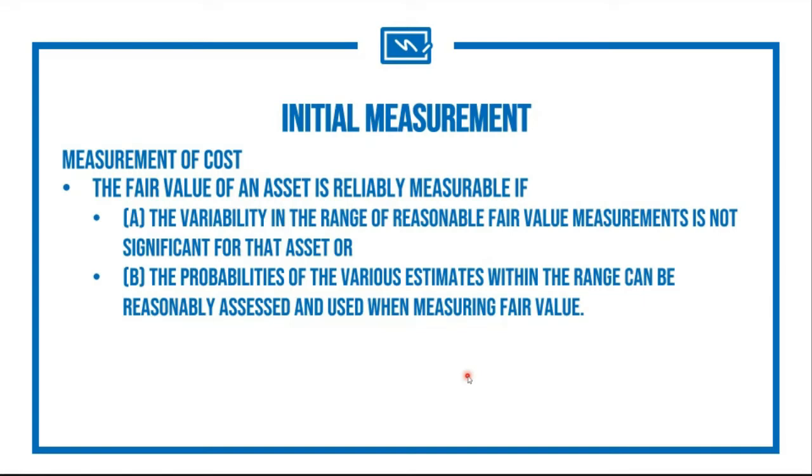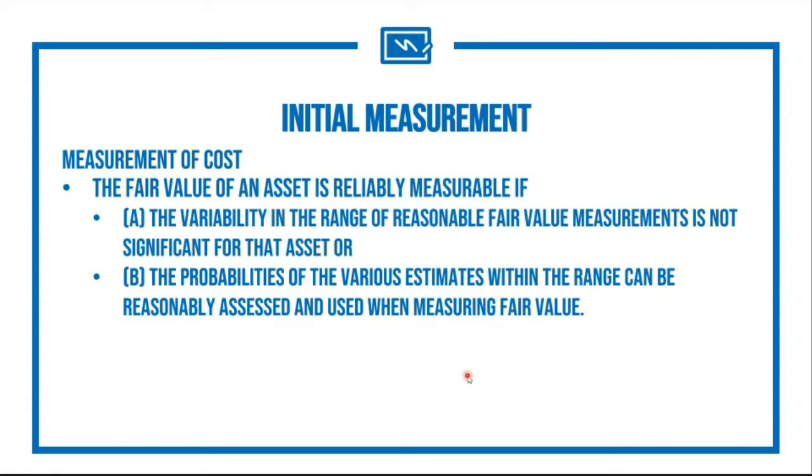Because just like what we said previously, your fair value can be level 1, level 2, or level 3. According to the standard, the fair value is reliably measurable at a minimum. Okay, because of course, if there is already market value, then that's already the fair value that you're going to use. But if in case the fair value is not a single amount, then you need to check the range.